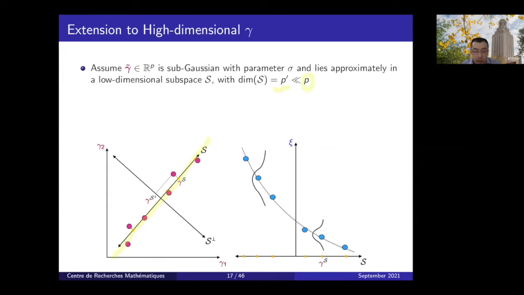Here we make this sub-Gaussian assumption. It is non-restrictive. It encompasses a wide family of distributions, including the multivariate Gaussian and all distributions with bounded support.